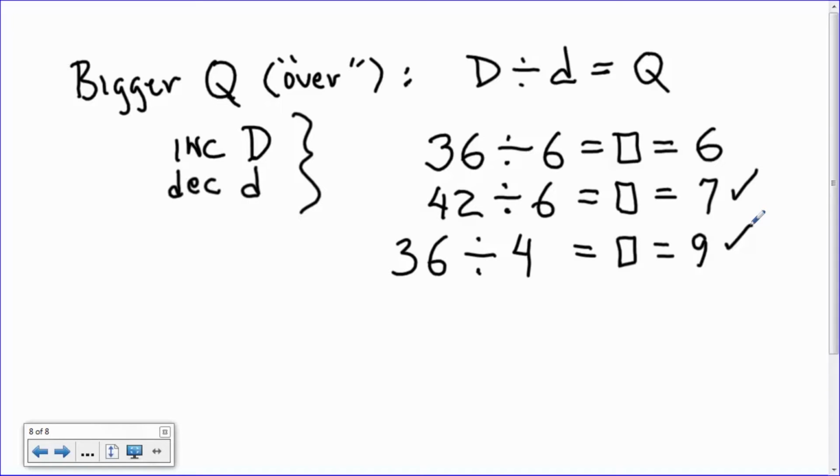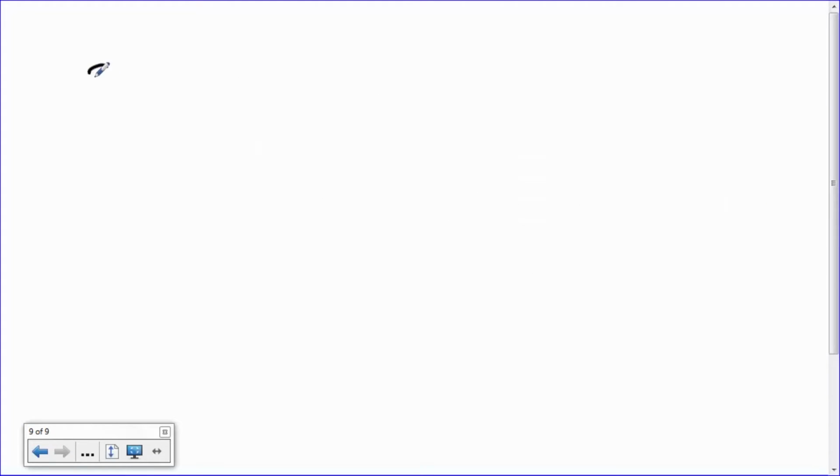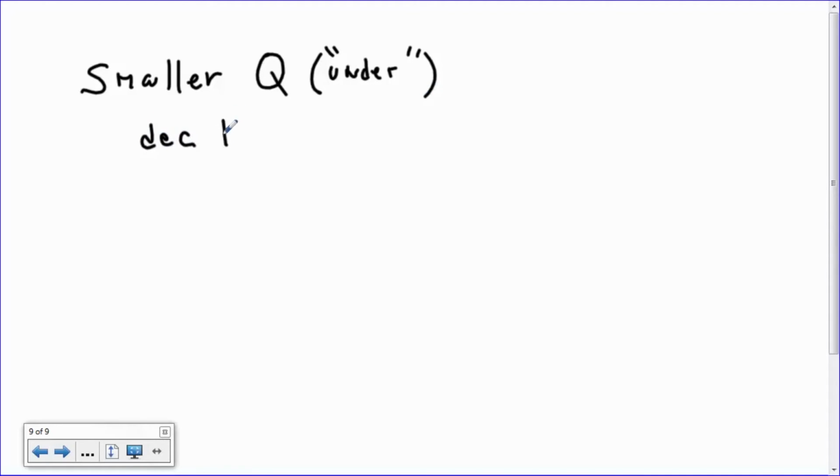Now, let's look at what happens if I want to make a smaller quotient. So here I want to underestimate the quotient. How can we make the quotient smaller than it was from the original problem? Well, in this case, if I decrease the dividend, that means there's fewer objects to distribute to the groups. That means the quotient's going to be smaller.